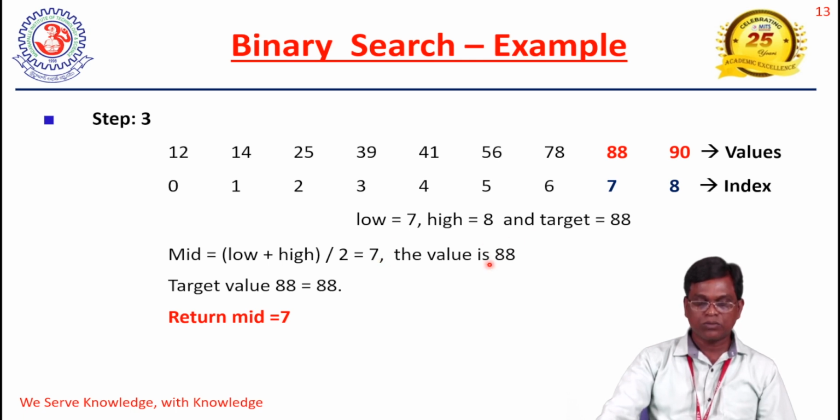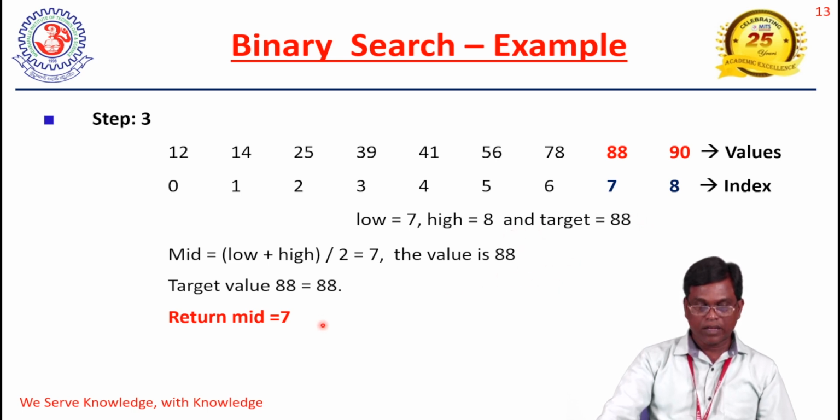And the value in that seventh index position is 88. So the target is 88 and the value that we found in the mid position is 88. Both are equal, so it indicates that the target element was found in the given list of elements, which leads to a successful search. Now we have to return the index position available from the mid value, that is 7. This 7 indicates that the target value is available in the 7th position in the given list of elements.